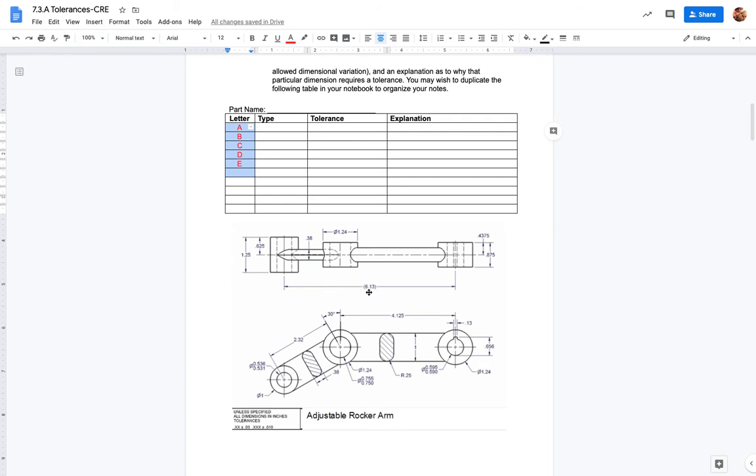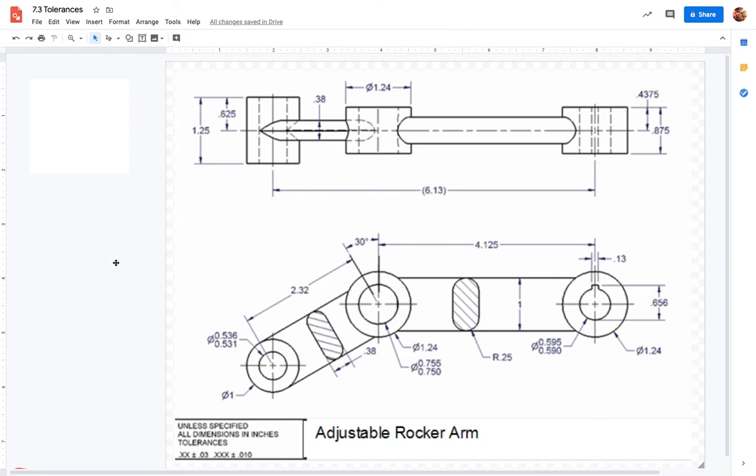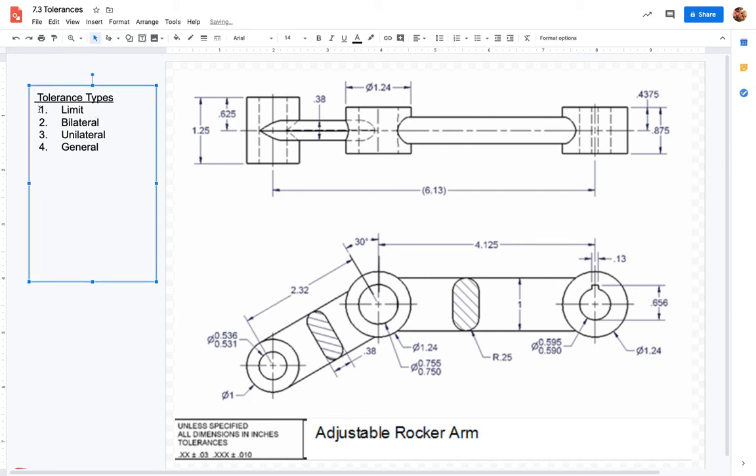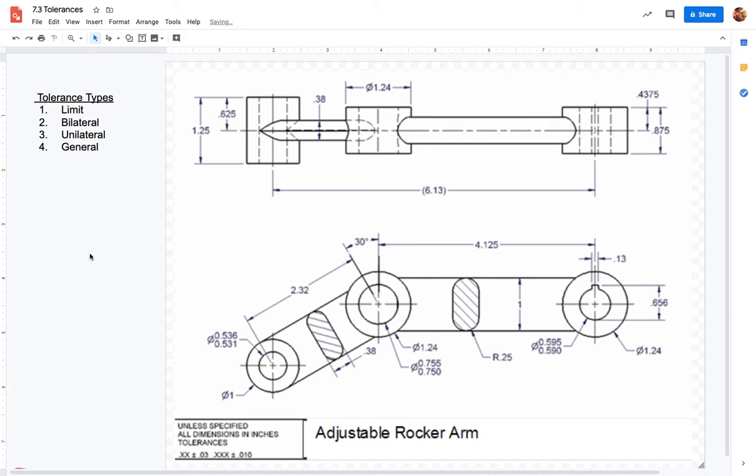So here's the adjustable rocker arm. I just wanted to show it to you this way so we can mark it up and it's a little bit easier to read. So the first thing you should remember is there are three types, or actually technically four ways to show a tolerance. The first three are basically with the right in the dimension. And then the fourth one is the general tolerances are shown in a note down below. So let's talk about what that looks like then.